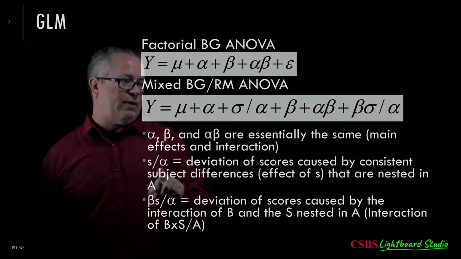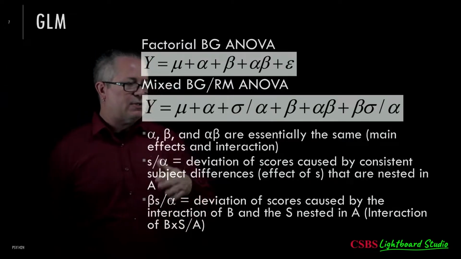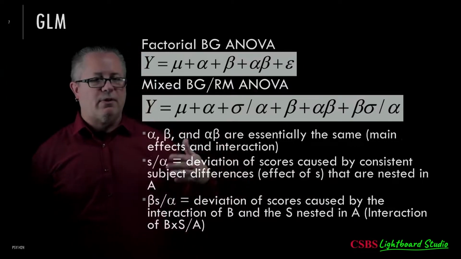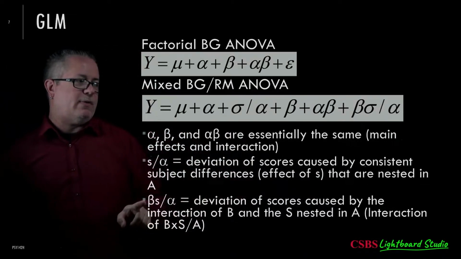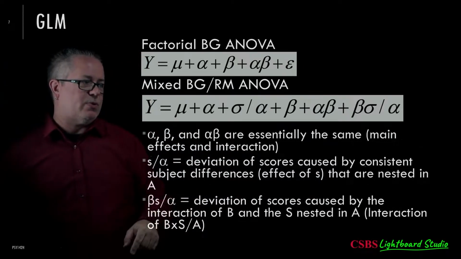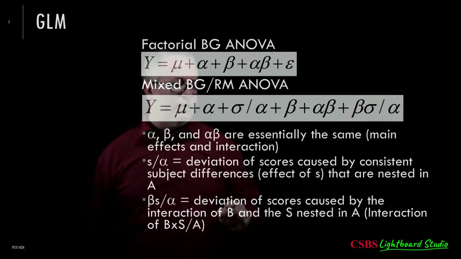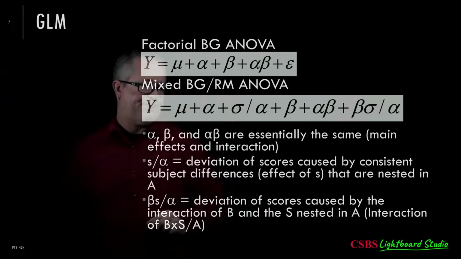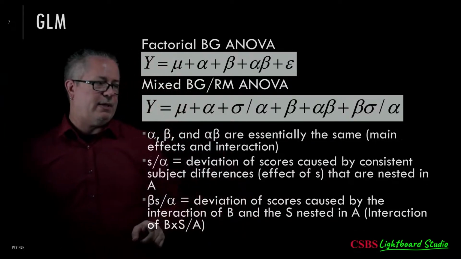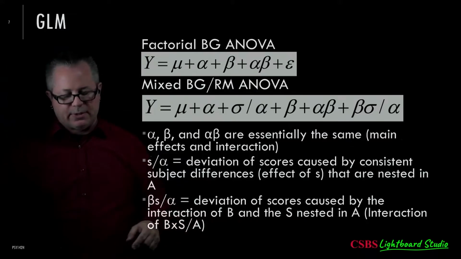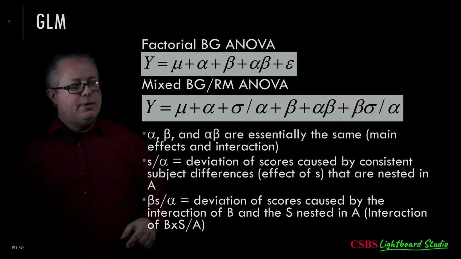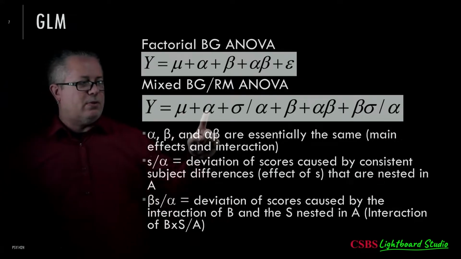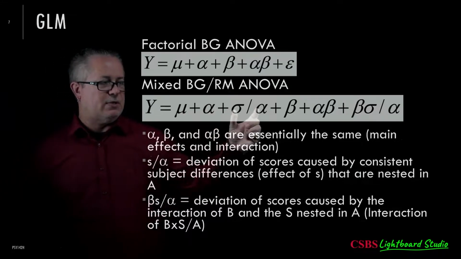All right, so you have this S within A as deviation scores caused by consistent differences, right? This was a subject effect S before. We're just averaging over levels of A. And now we have this B by S within A, deviation scores caused by the interaction of that repeated measures effect and our subjects. Right? So it's the interaction of B with the subjects that are nested within A. Right, so again, the between groups effect just gets one error term.